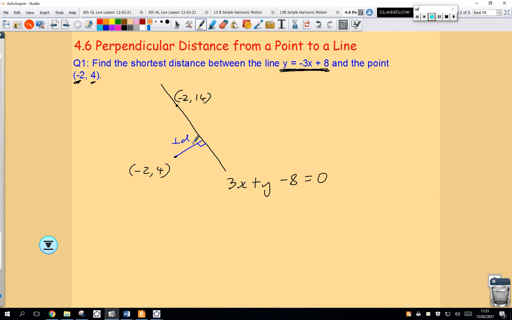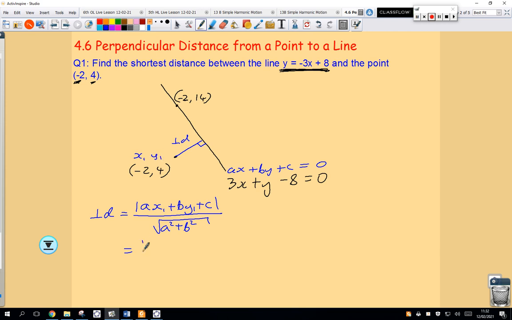distance. And we have a formula called the perpendicular distance formula, which says the perpendicular distance is equal to the absolute value of ax1 plus by1 plus c all over the square root of a squared plus b squared. So it really is as simple as just plugging some numbers into a formula. In this case, really straightforward. This is ax plus by plus c equals 0. So now a is 3, b is 1, c is negative 8.